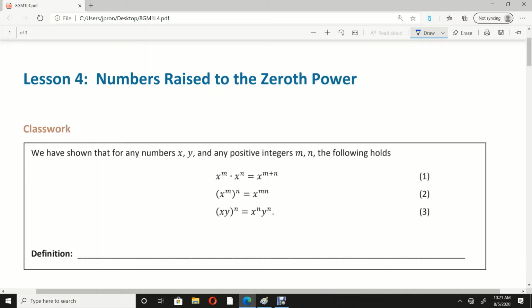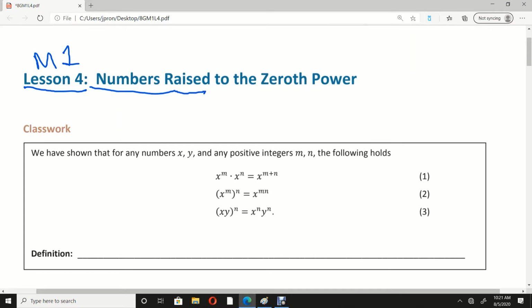Welcome back 8th grade. In this video, we're going to be looking in your Eureka workbook, Module 1, Lesson 4, and we're going to be continuing our discussion on numbers raised to powers. We're going to continue our discussion on exponential notation, and we're going to jump right into this.